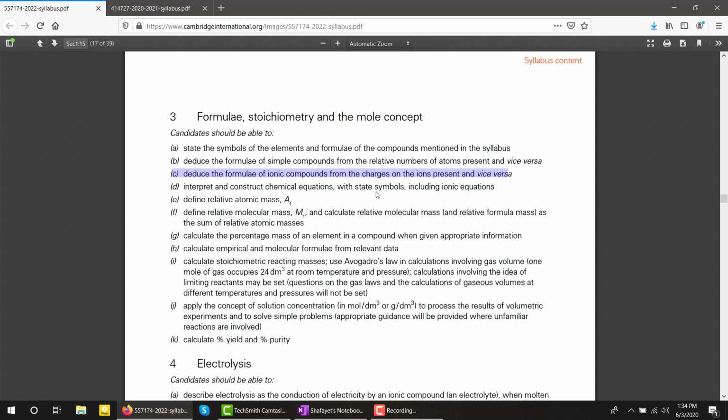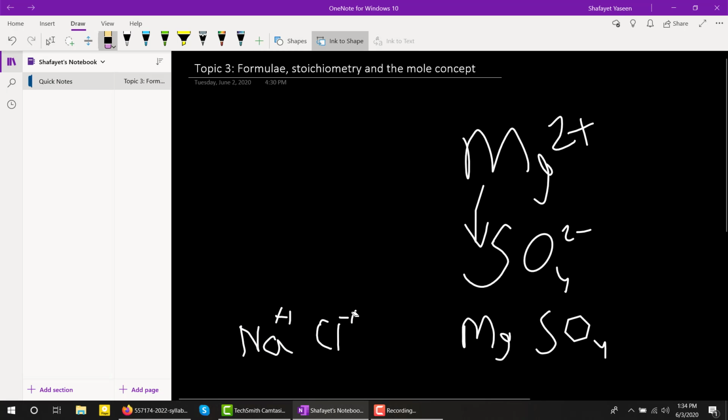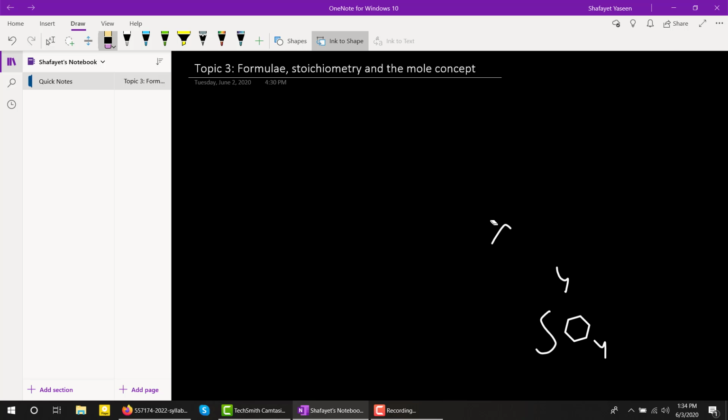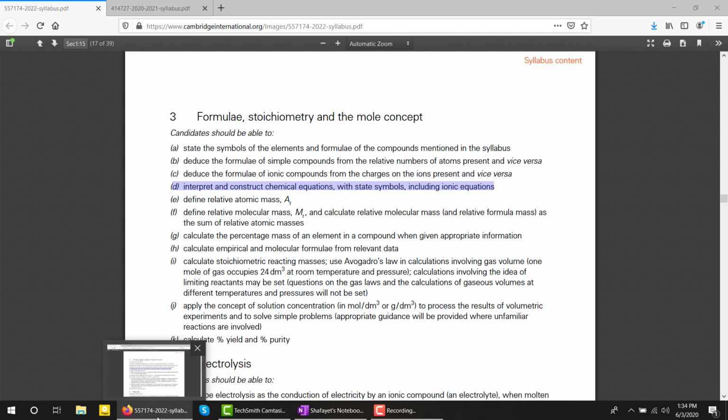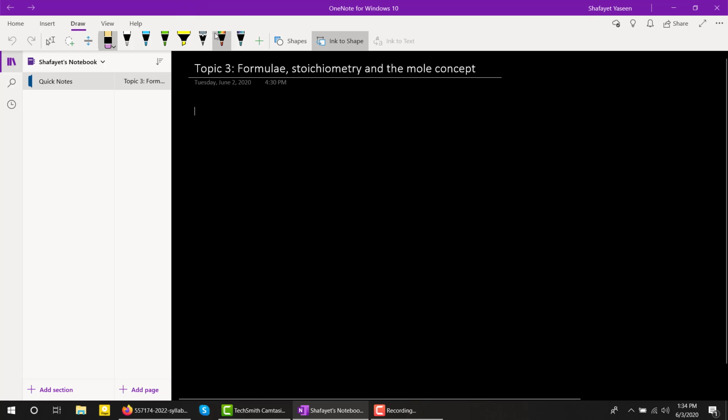Interpret and construct chemical equations with state symbols, including ionic equations. Alright, so let's clear the screen first. Interpret and construct chemical equations with state symbols, including ionic equations. It's pretty simple to say. For instance, when sodium, right?